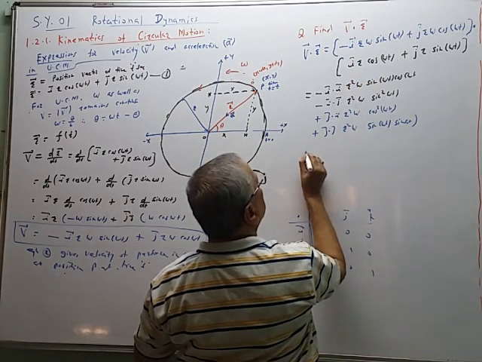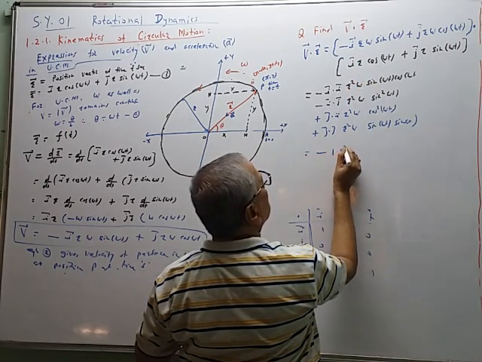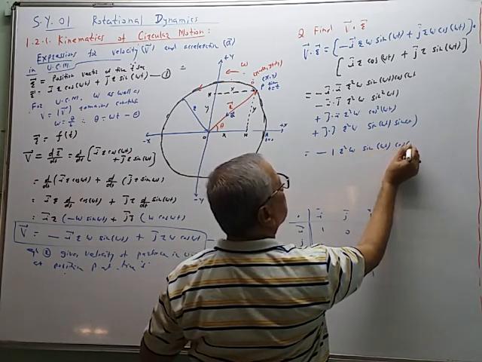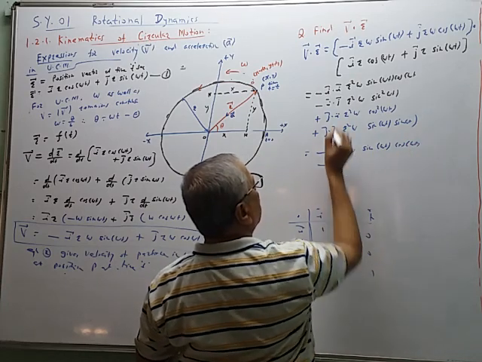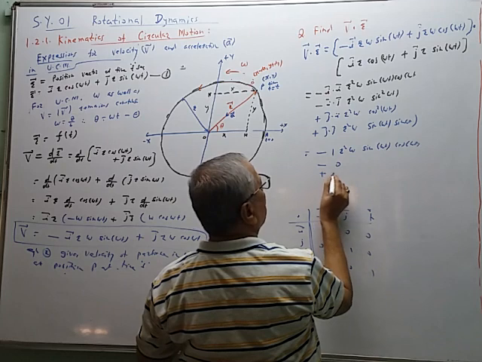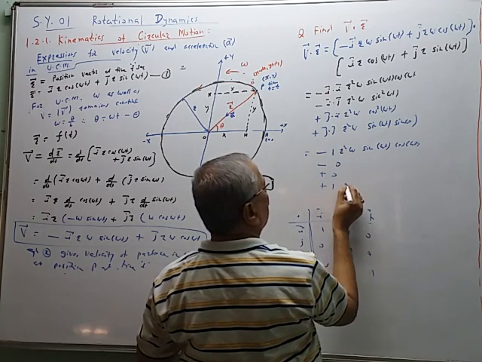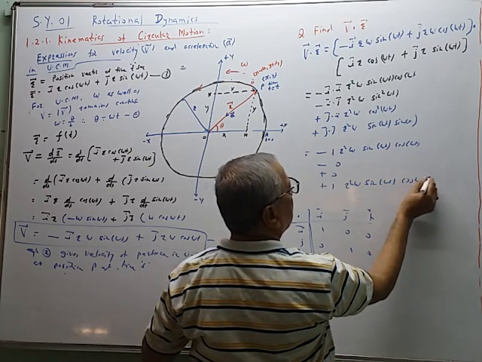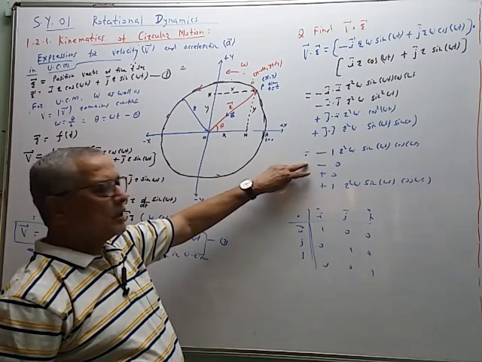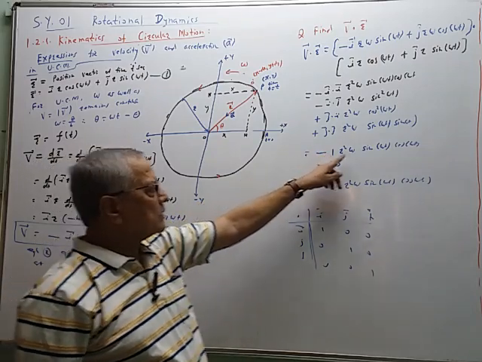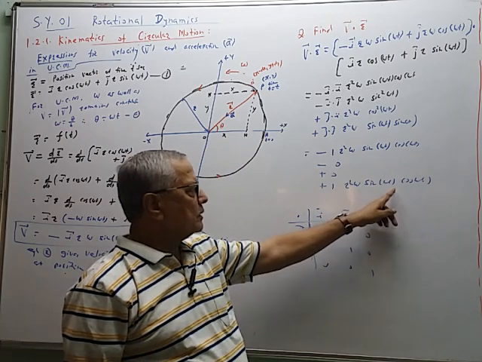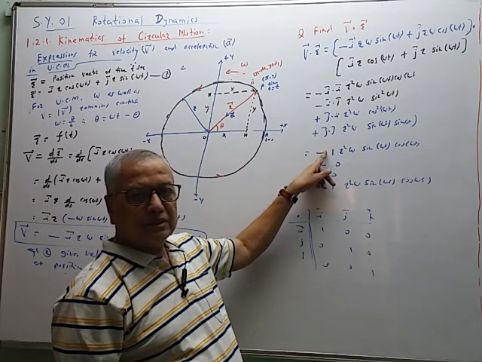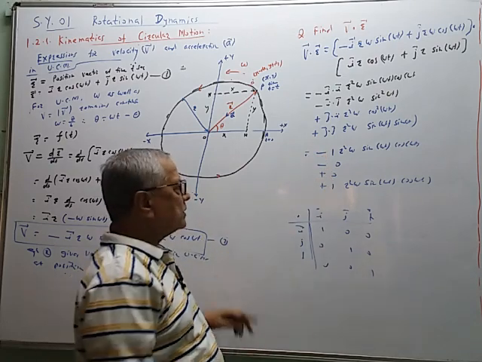i dot i is equal to 1, minus 1 r square omega sin omega t cos of omega t, minus i dot j is equal to 0, j dot i 0 and j dot j is equal to 1 times r square omega sin of omega t cos of omega t. So out of 4, the middle two terms become 0. Now this is minus r square omega sin omega t cos omega t and plus r square omega sin omega t cos omega t. So both terms are the same, but the first term is negative, the last term is positive. So this is minus x, this is plus x. Minus x plus x becomes 0.